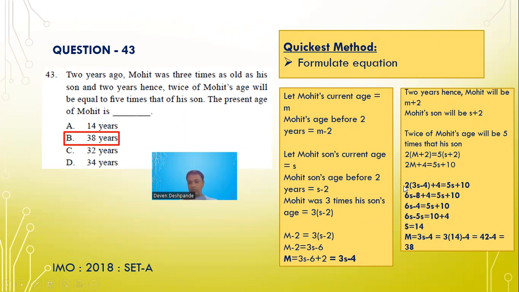So 2 into 3 is 6. 6S minus 8 plus 4 is 5S plus 10. So 6S minus 8 plus 4 is 6S minus 4, equal to 5S plus 10. You bring 5S here. So 6S minus 5S is equal to 10, and you take minus 4 there, so it will be 10 plus 4. So S is equal to 14. And M is 3S minus 4, which is 3 into 14 minus 4. 14 into 3 is 42. 42 minus 4 is 38. So Mohit's current age is 38, and his son's age is 14.